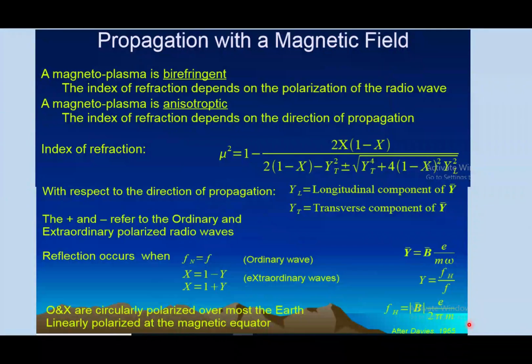Now we will include what will happen if the magnetic field is considered. In that case, when the magnetic field is there surrounded by the plasma, the plasma is called a magneto-plasma, and it is birefringent. That means the index of refraction depends on the polarization of the radio wave. We know there are two polarizations, the ordinary and the extraordinary, or the right circular polarization and left circular polarization. So the different polarizations have different index of refraction.